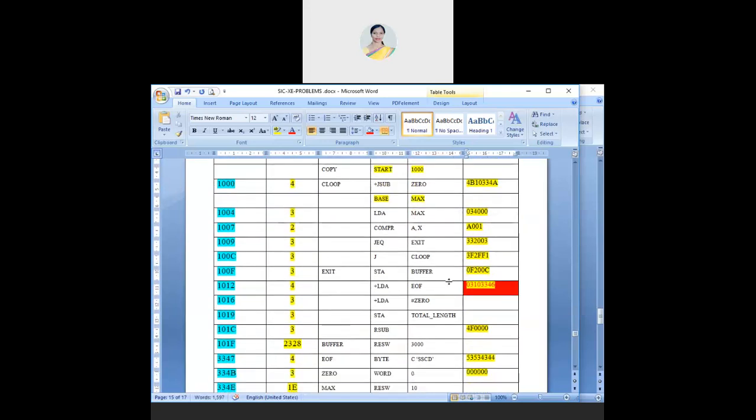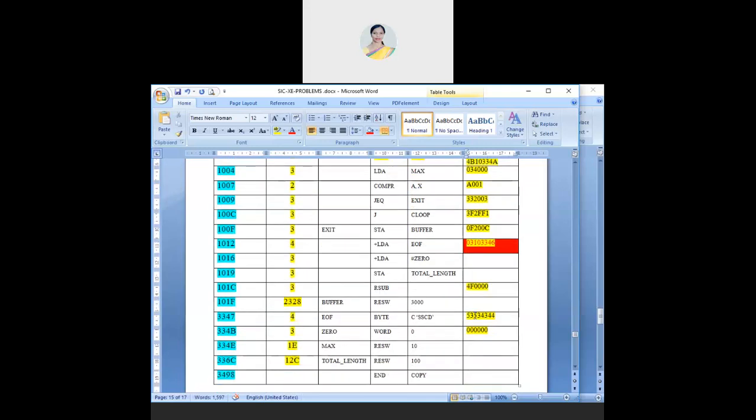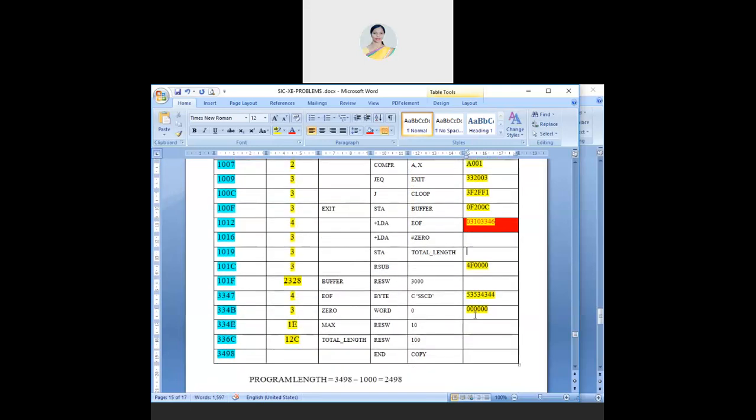That's why you're getting confused. That is plus, plus and all. Previously, whatever question I had given, when I had sent the question, that was correct, where you don't get extended format. Is it clear? So please write the text record.